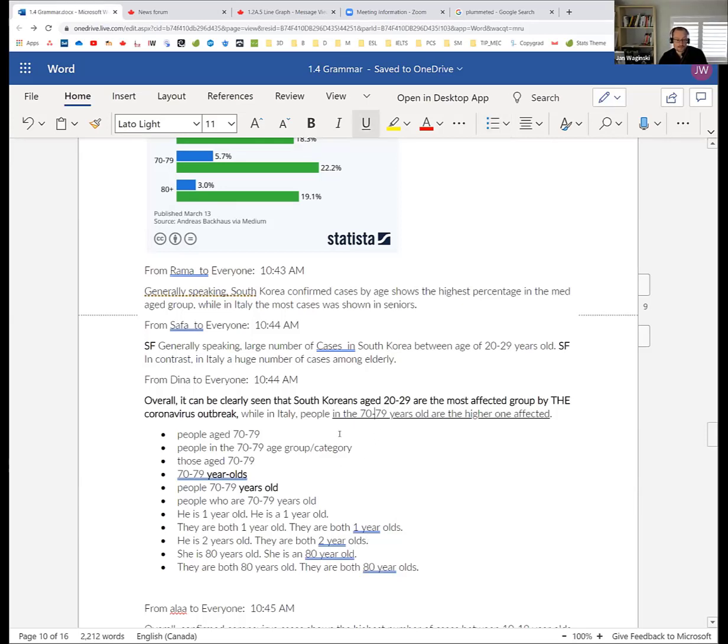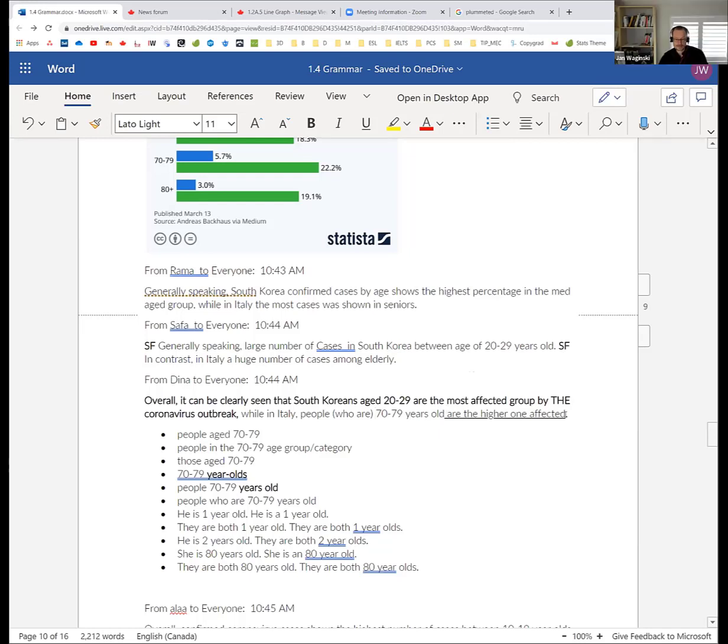Okay, so in yours here, while in Italy, people, how do we fix this? Yeah, can we say people 70 to 79-year-olds? No. We can do, now it's okay: people 70 to 79 years old. Yeah, years old. Right, and this is a short form of this: people who are 70 to 79 years old.